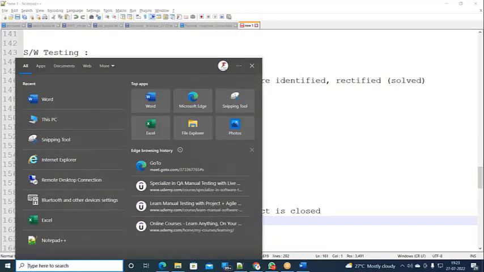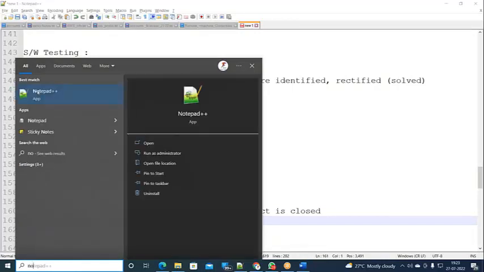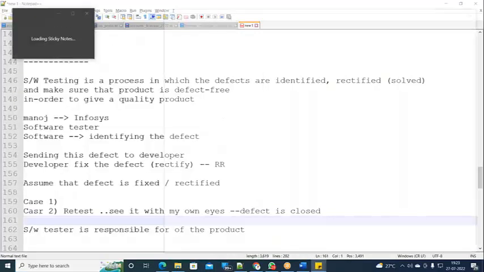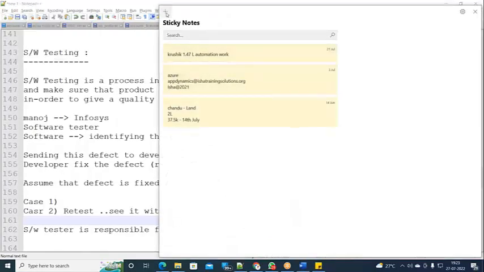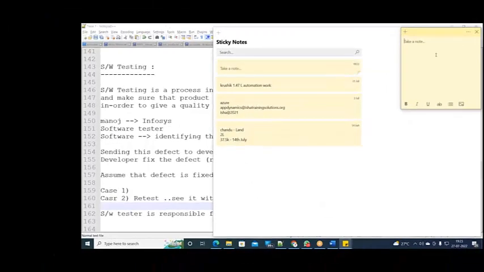What is this color? We will have the sticky notes. In the sticky notes, we will put all the questions. Okay, we'll put all the questions. So this is what I'll call the question bank.